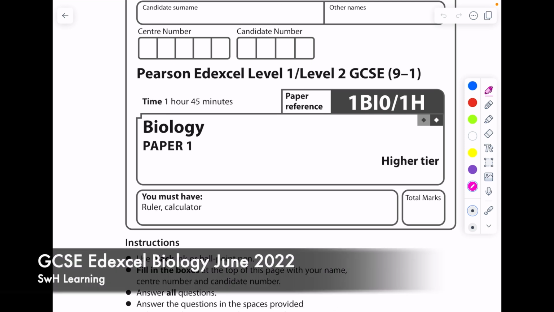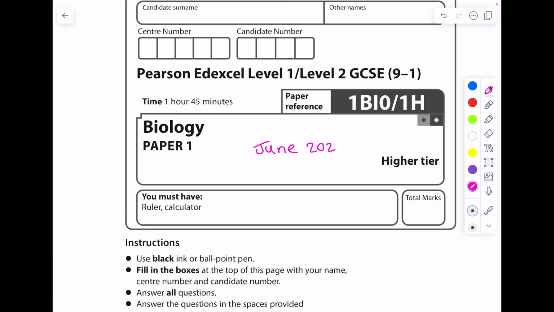This is an Edexcel GCSE Bio Talk Through Paper 1 from June 22.